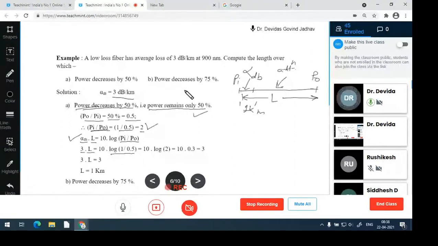So 10 into 0.3. 10 multiplied by 0.3 is 3. So 3 into L is 3, and L comes out as 1 kilometer. 3L is 3, therefore L is 1 kilometer. This is for the first condition.